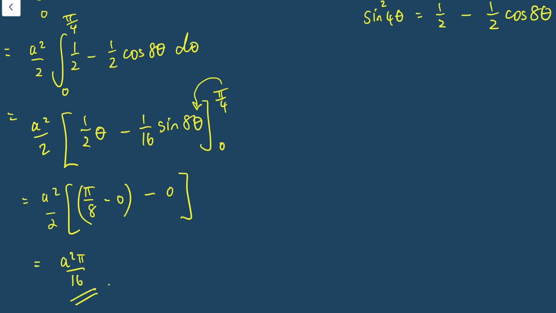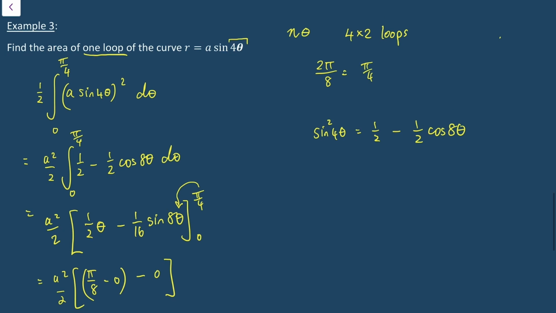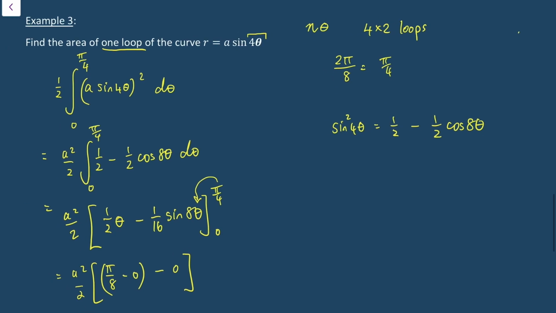There we go. So the only thing here to remember is it's really easy to determine where you are integrating between if you just divide the period by how many loops there are.